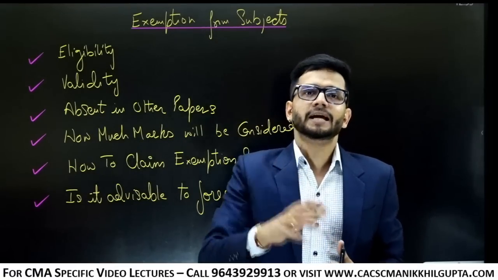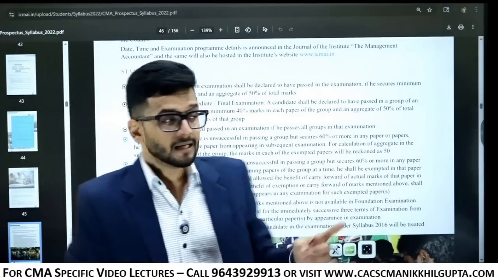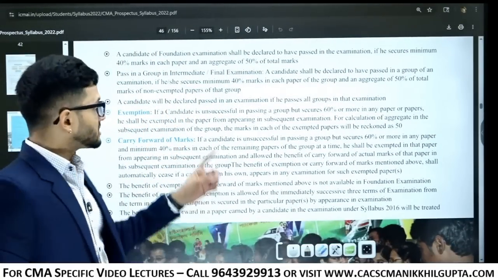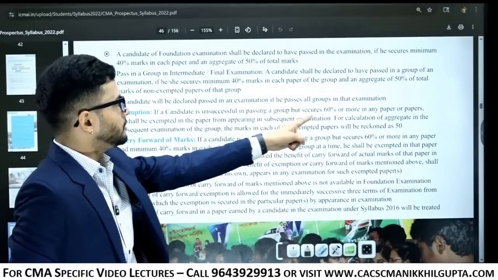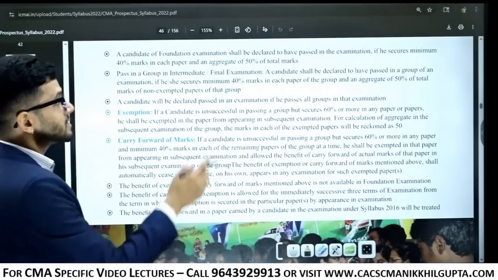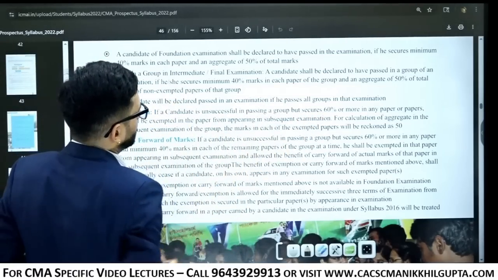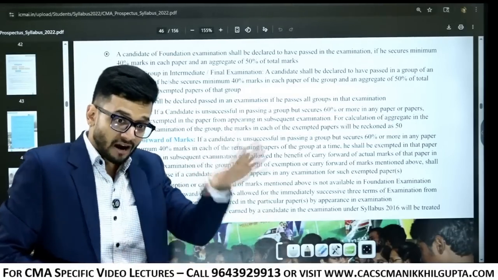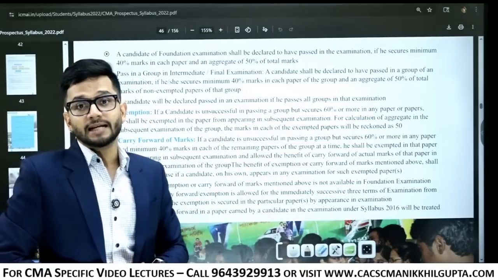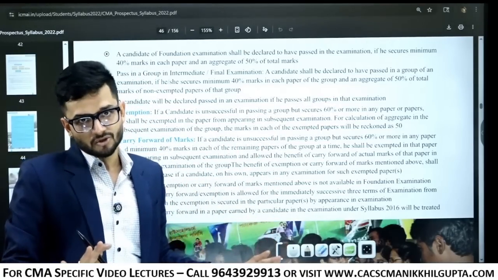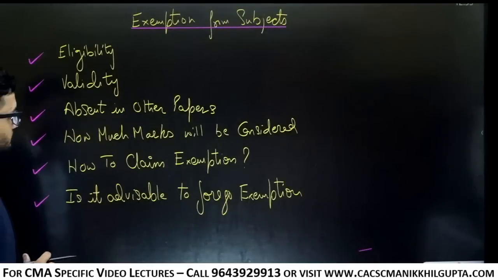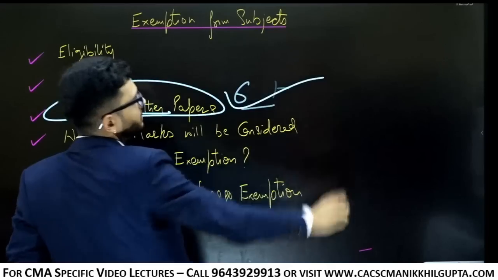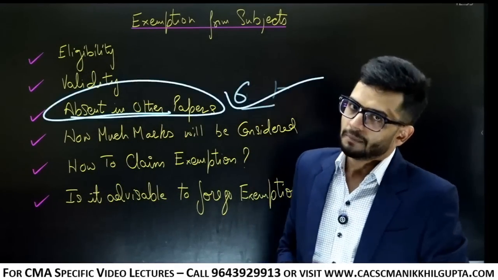Answer is yes. You will be eligible for exemption because while writing this rule, there is no embargo on appearing in other papers. It just says that if a candidate is unsuccessful in passing a group but secures 60% or more marks in any paper, he shall be exempted in the paper from appearing in the subsequent attempt. There is no rule that you have to appear in other papers, only then will you get an exemption in this particular paper. So the interpretation is that if you are absent in other papers and in any one of the papers you got 60 plus, you will be eligible to take exemption of that particular paper.